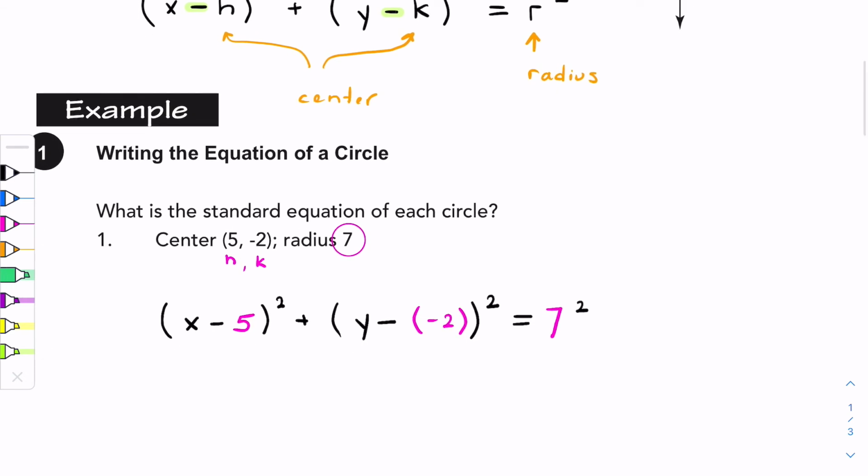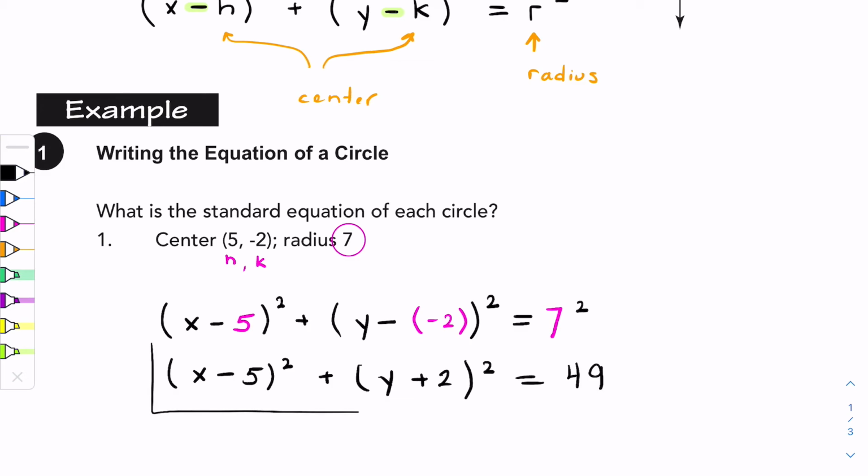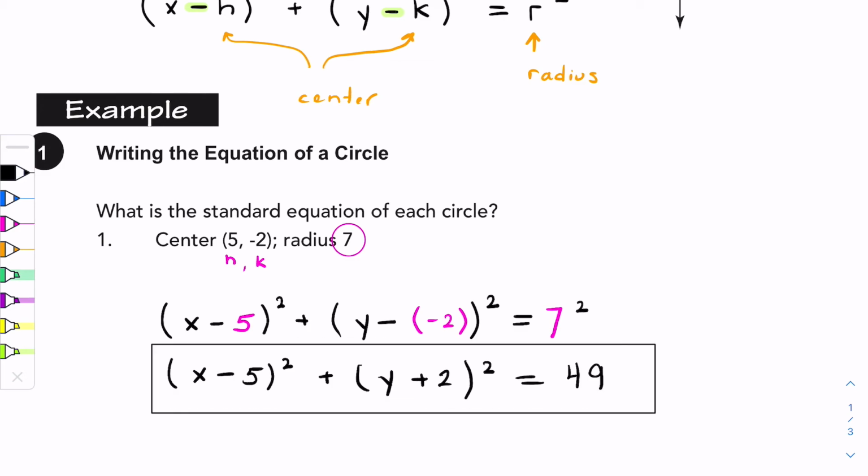Before I move on, I just want to clean this expression up because when you're subtracting a negative, it's the same as adding. We end up with x minus 5 in parentheses squared plus y plus 2 in parentheses squared, and this is equal to 49. 7 squared is 49. This is the equation of the circle. So if you were to graph a circle, you would be graphing it from this equation here.